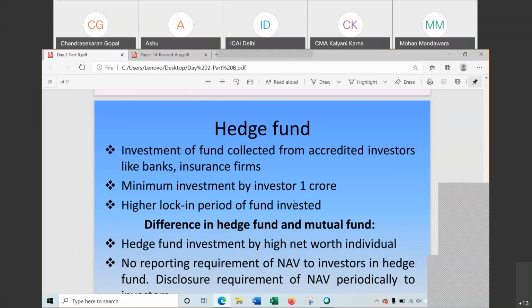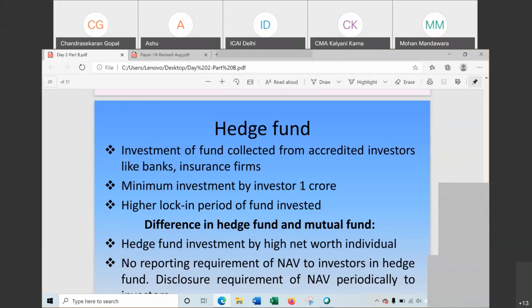Hedge fund. Now what is the meaning of hedge fund? That is investment of funds, same as a mutual fund, but there is a difference between mutual fund and hedge fund. Here, the investment fund is collected from accredited investors. Investors are high profile, high net worth individual investors. Why high net worth? Because the minimum investment is 1 crore. If you want to invest in a hedge fund, the minimum amount of investment will be 1 crore.